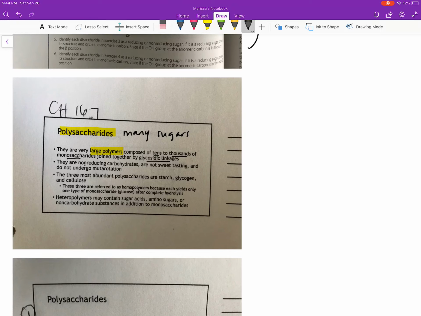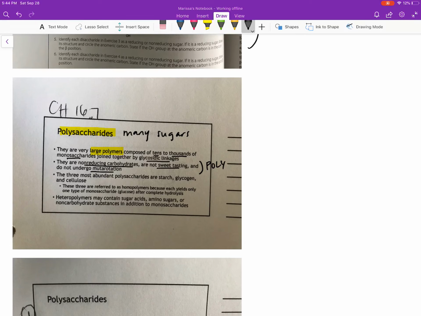Most of them are non-reducing carbohydrates, so they are not sweet tasting, and they do not undergo mutarotation. These are just some fun facts about polysaccharides: they are non-reducing carbohydrates, they are not sweet tasting, and they do not undergo mutarotation, which was the flip-flopping of the alpha and beta that we talked about earlier.